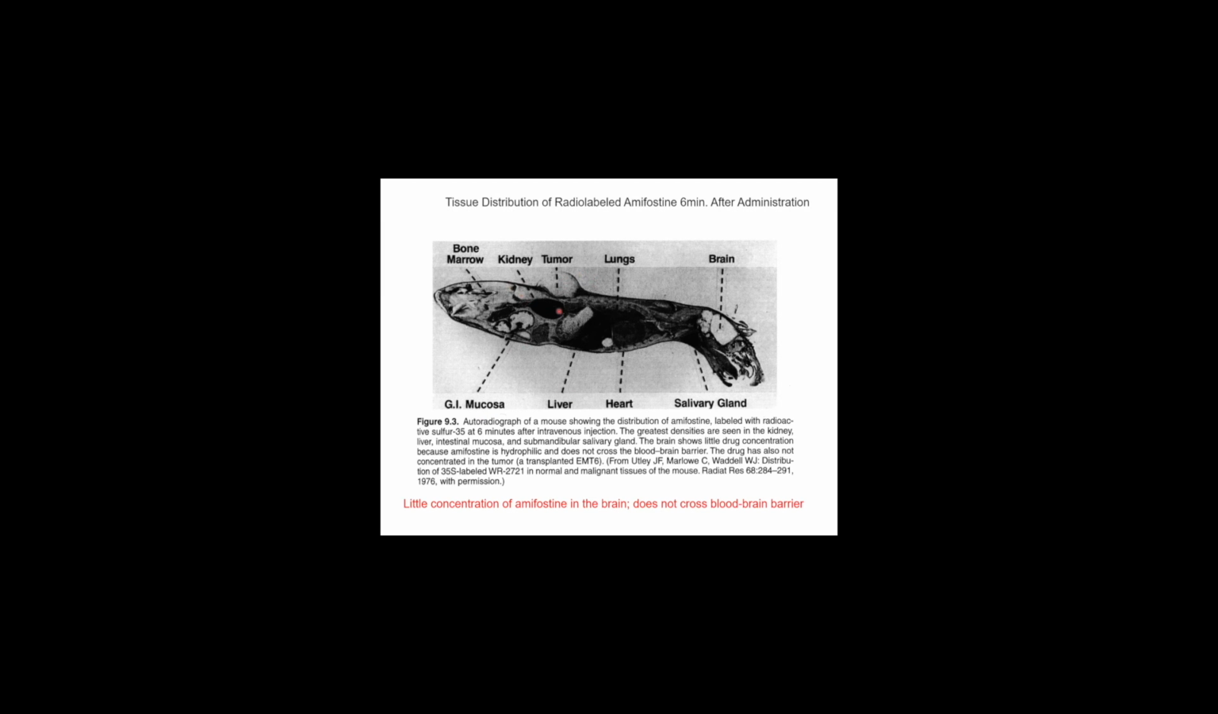This animal was given radioactive amifostine, and every place you see black is where it accumulated amifostine. Bone marrow, kidney, lungs, but tumor is white, brain is white. It doesn't cross the blood-brain barrier, doesn't get into the tumor very well, so therefore it's not going to protect those tissues very well. Here's the kind of data you get with it.